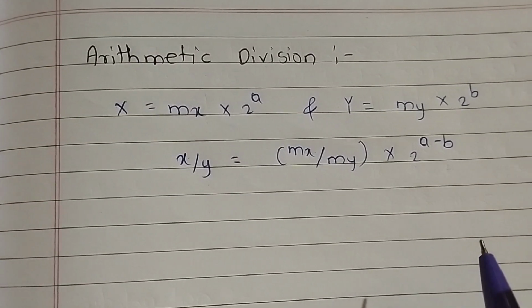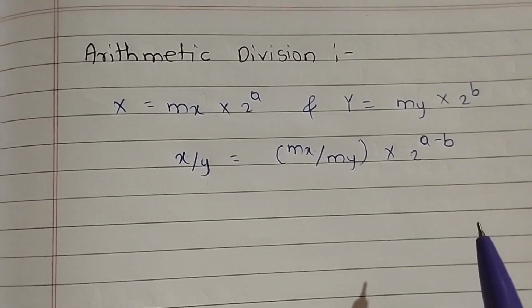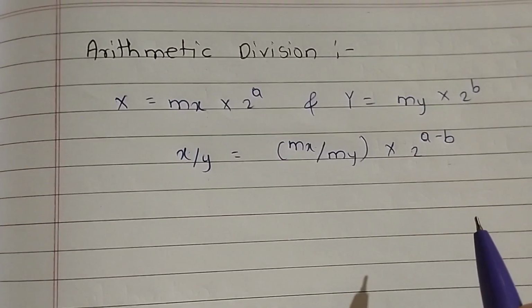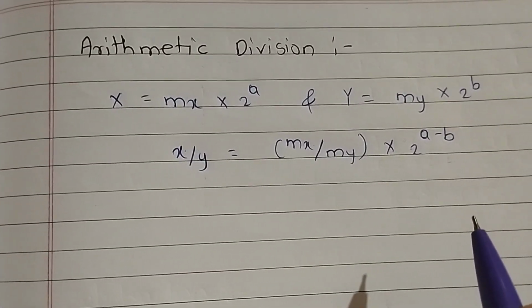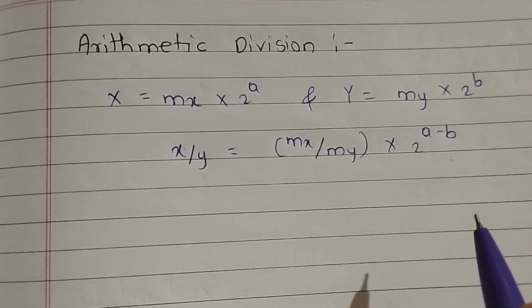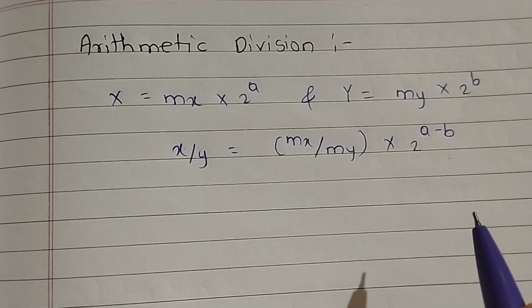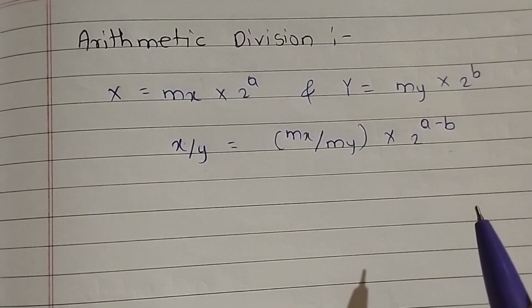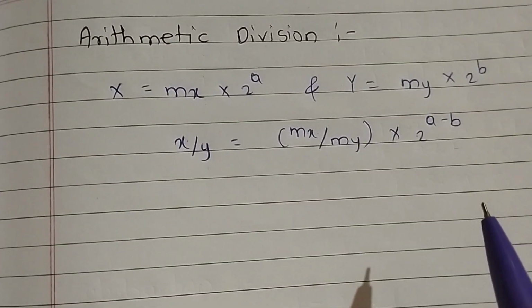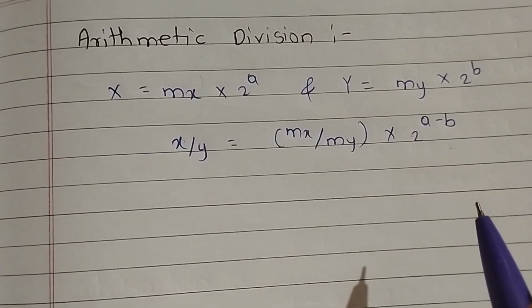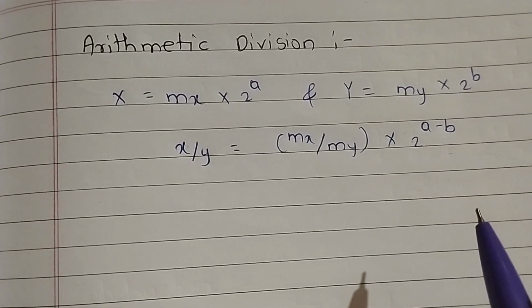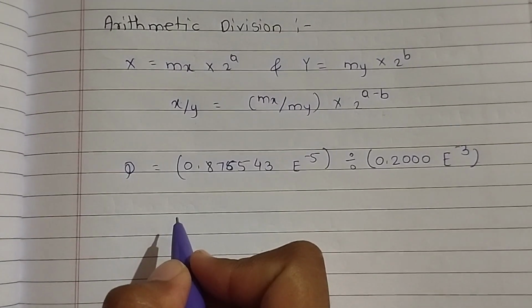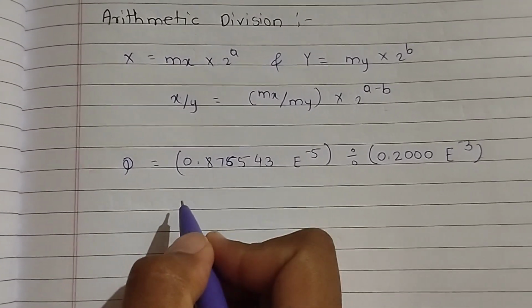So let's see what the steps for the division are. First, compute the exponent of the result by subtracting the exponents, divide the mantissa, and decide the sign of the result, and the last one is to normalize or round off the result value if necessary. So let's see with the help of an example. All the steps are the same.